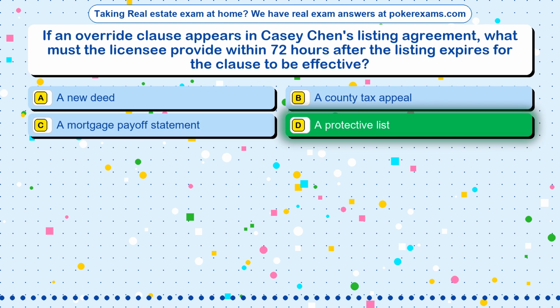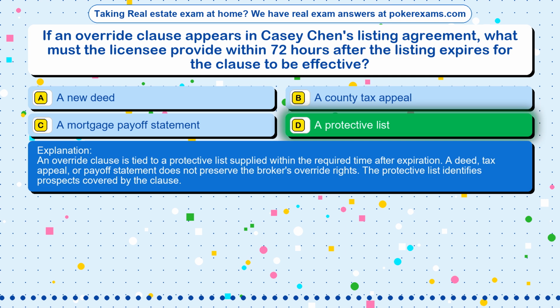The correct answer is option D. A protective list. An override clause is tied to a protective list supplied within the required time after expiration. A deed, tax appeal, or payoff statement does not preserve the broker's override rights. The protective list identifies prospects covered by the clause.